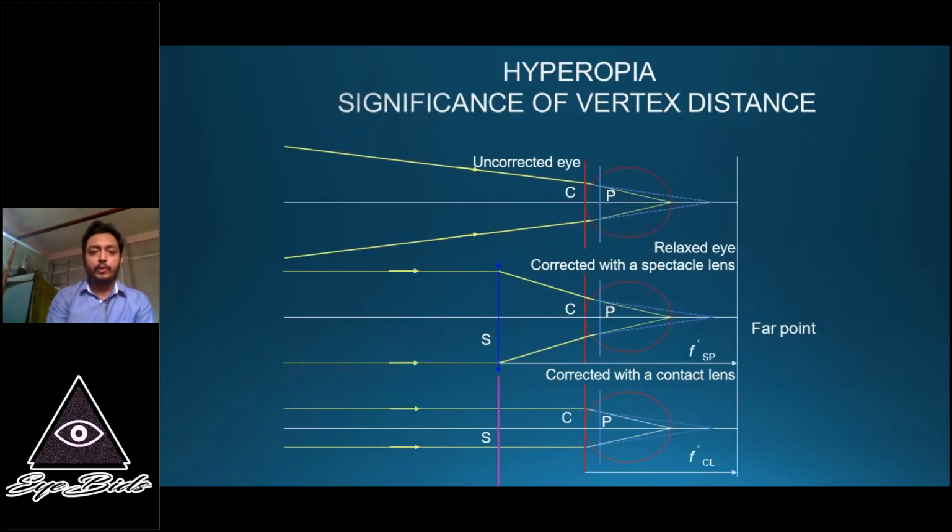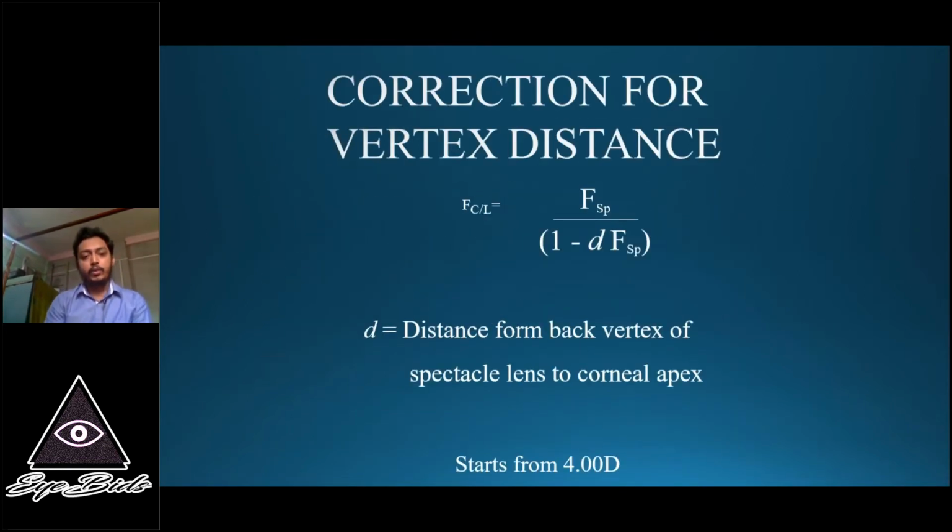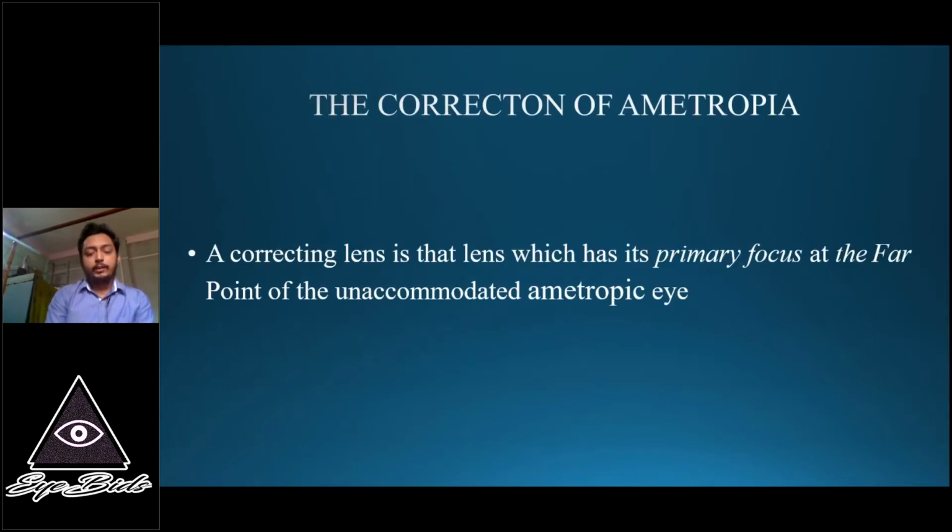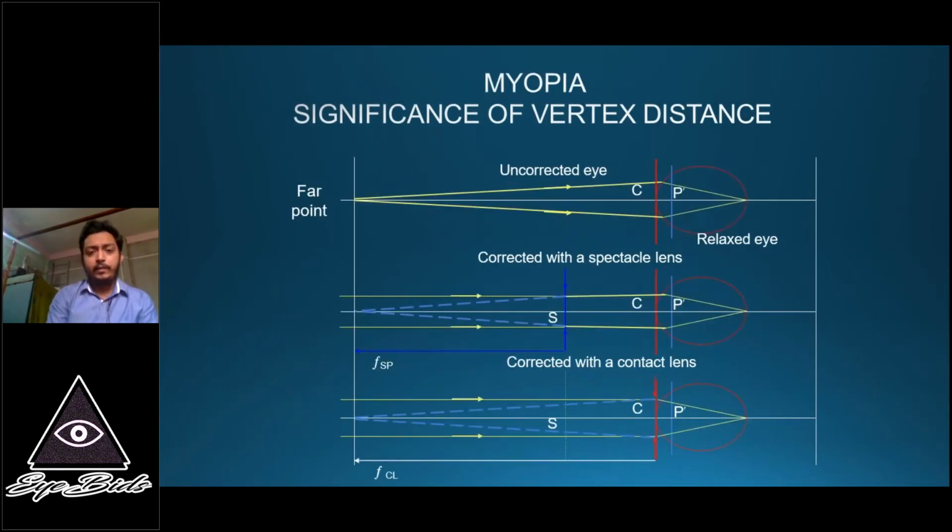So we use the formula FCL equals FSP divided by 1 minus D times FSP. I'm not able to show you the derivation of this today, but this is the formula, and D is very important. This is the vertex distance in meters. Let's suppose you take the vertex distance of a spectacle lens as 14 mm; you have to convert this into meters. So it's very easy to find out.